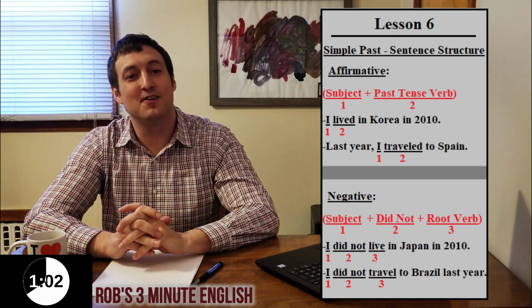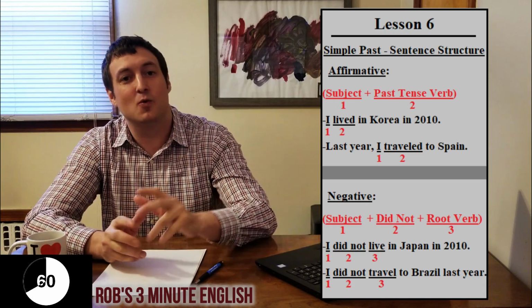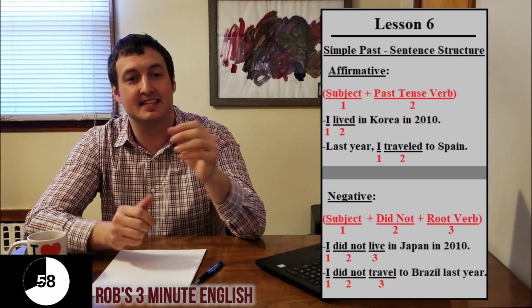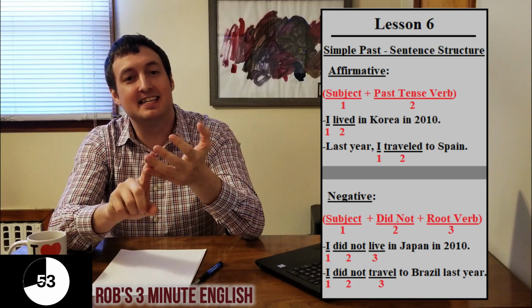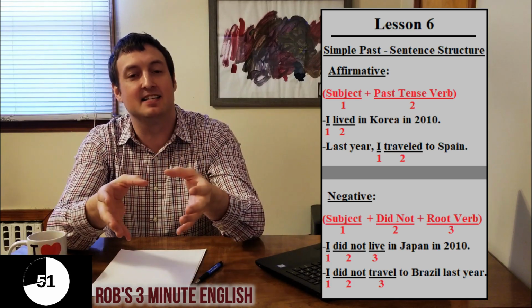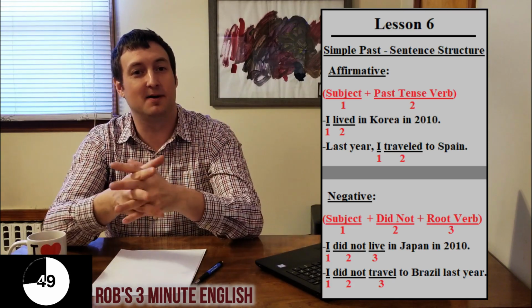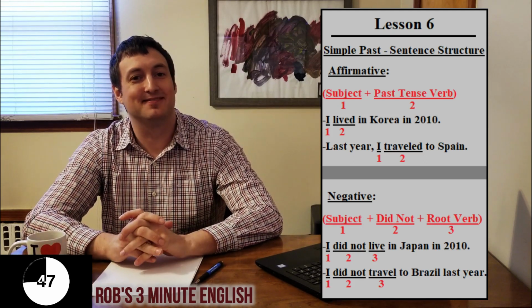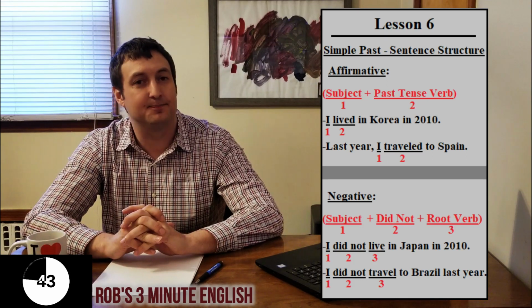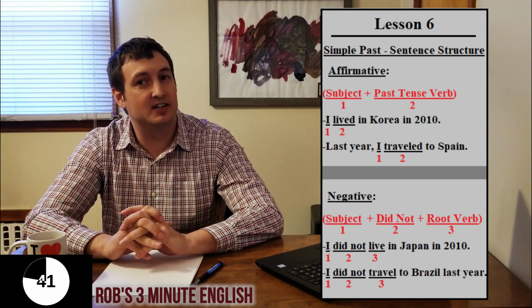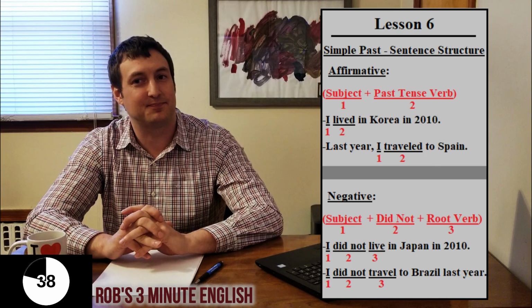Now let's go over the sentence structure of both the affirmative and the negative of simple past. Now first, the affirmative, we need 2 things in the sentence. First, we need the subject, and then second, we need the past tense form of the verb. So 2 examples. I lived in Korea in 2010. Last year, I traveled to Spain.